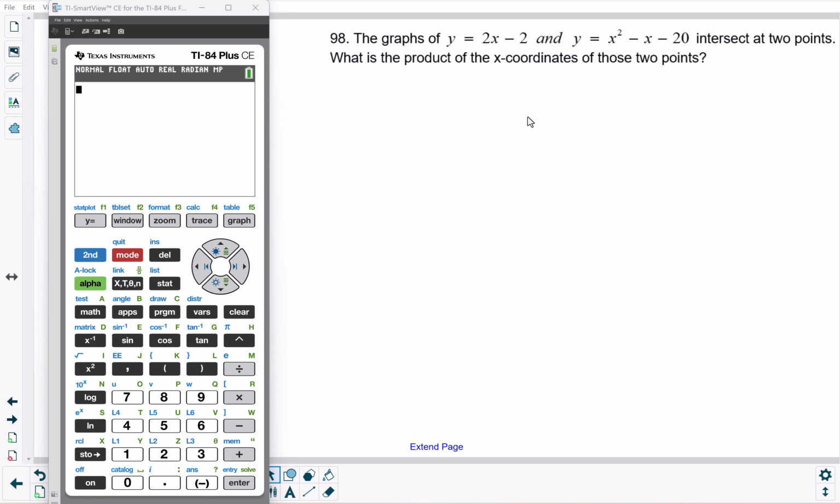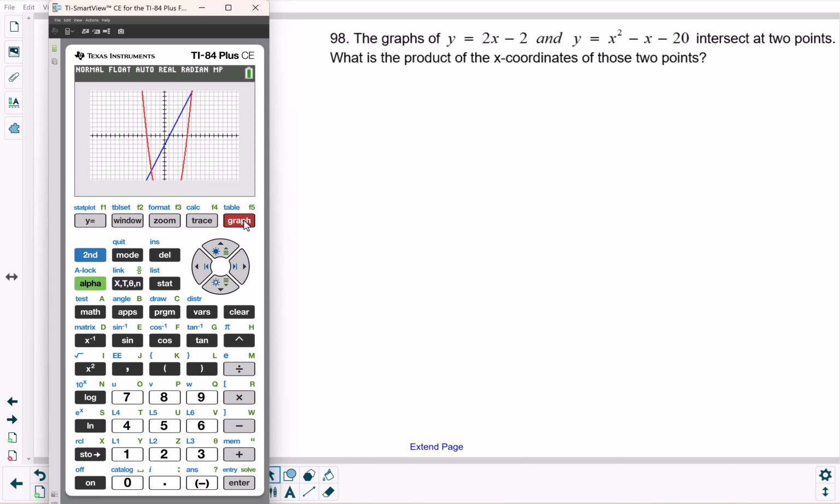So the first way we're going to do is graph these two. In y1, I'll type in 2x minus 2. In y2, x squared minus x minus 20. Let's double check before we move on that we typed them in correctly. So I'll press graph. And it looks like there are 2 points of intersection. So we'll go ahead and find those 2 points.